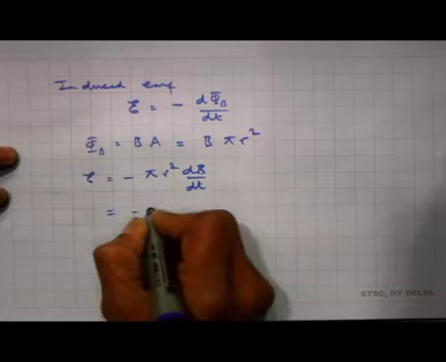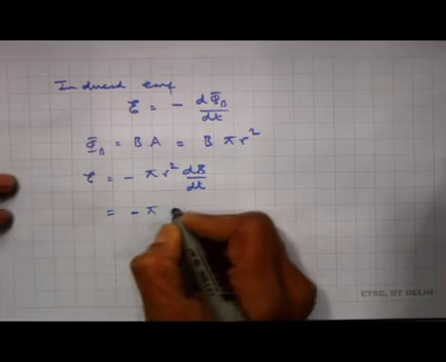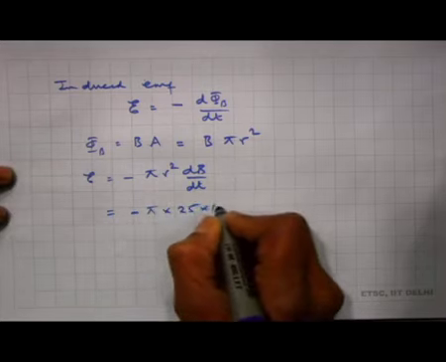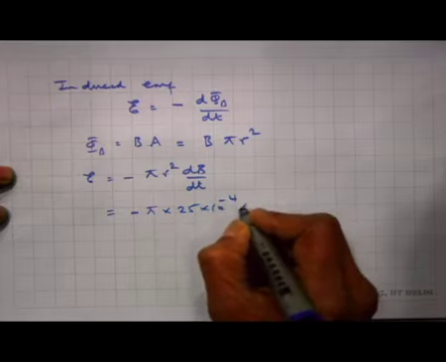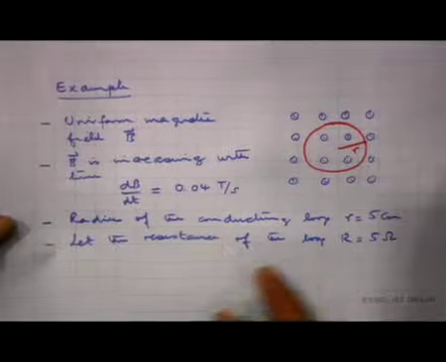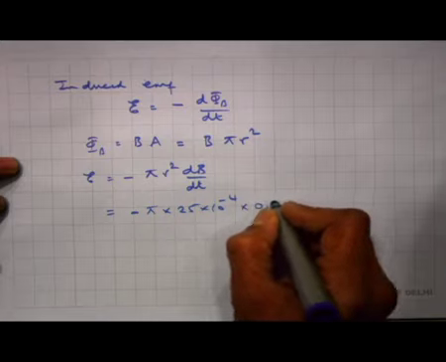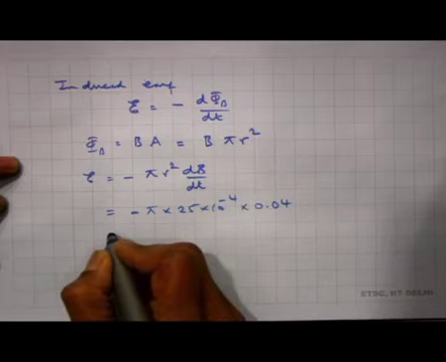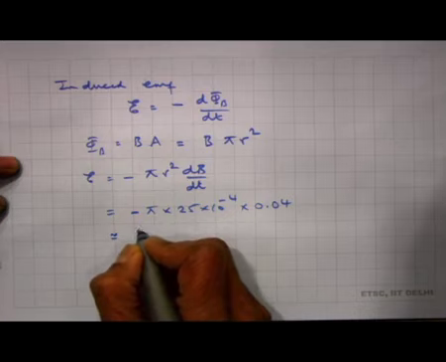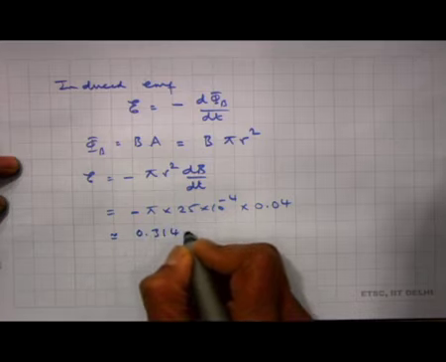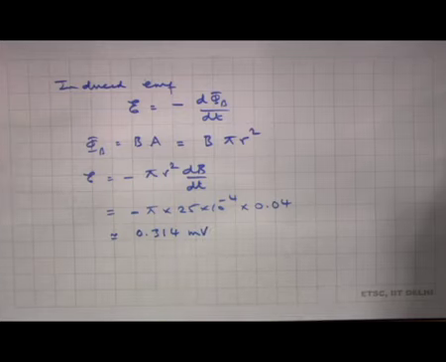So, this is equal to minus pi, times the radius of the loop which I have assumed is 5 centimeters, so 25 times 10 to the minus 4 meter square, into dB by dt, the rate of increase of magnetic field I assumed as 0.04 Tesla per second. So, this into 0.04, and that is approximately equal to 0.314 millivolt. You can multiply and find that approximately 0.314 millivolt of EMF is generated in the conducting loop. Now, this EMF will drive a current.